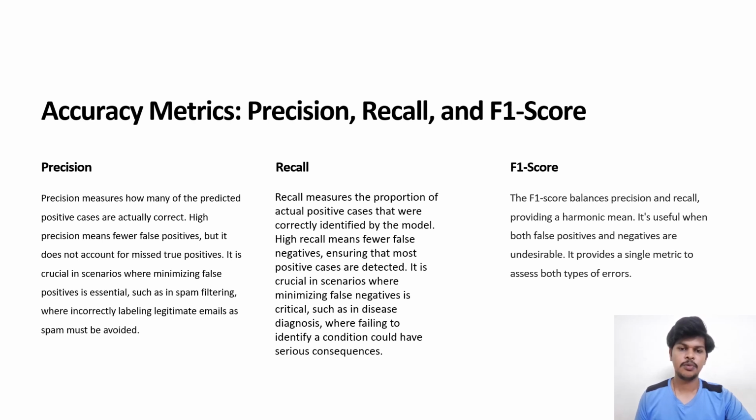Recall. Recall measures the proportion of the actual positive cases that are correctly identified by the model. High recall means fewer false negatives, ensuring that most positive cases are detected. It is crucial in scenarios where minimizing false negatives is critical, such as in disease diagnosis, where failing to identify a condition could have serious consequences. F1 score. The F1 score balances precision and recall, providing a harmonic mean. It is useful when both false positives and false negatives are undesirable.